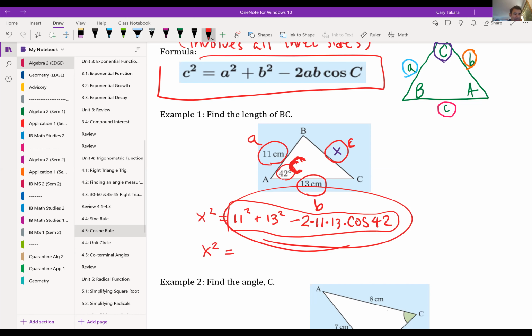77, very good. Let's do 11 squared plus 13 squared minus 2 times 11 times 13 times cosine of 42. For me, I just type in everything all at once. 11 squared plus 13 squared minus 2 times 11 times 13 times cosine of 42. And I get 77.46. Did everybody get that? Does anybody need any help?